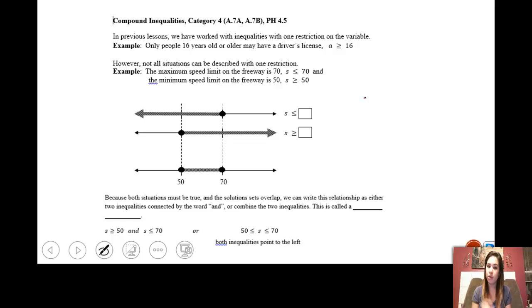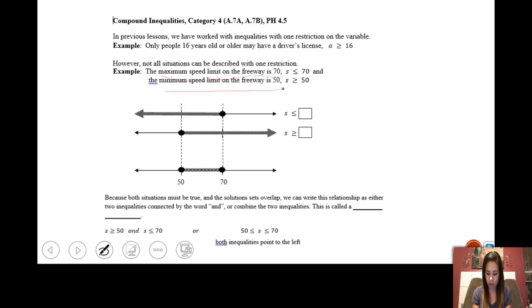For example, here they gave you the speed on the freeway. You have to drive, maximum speed is 70 and minimum speed is 50. So you have to drive somewhere in between there. So what we're going to do is we're going to learn how do we write this and what would it look like on a graph when you have more than one restriction.